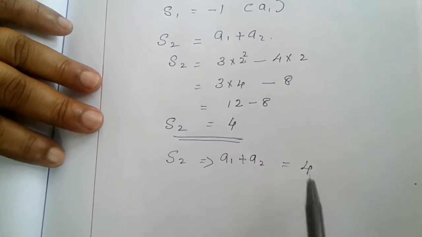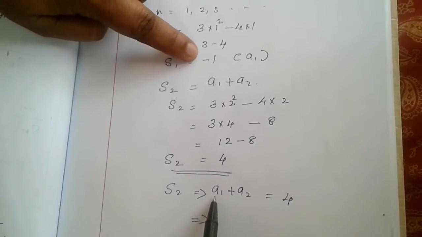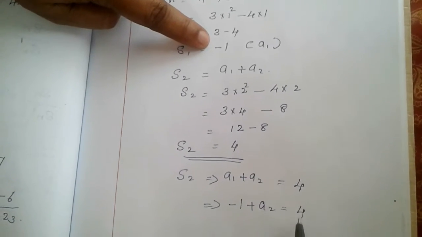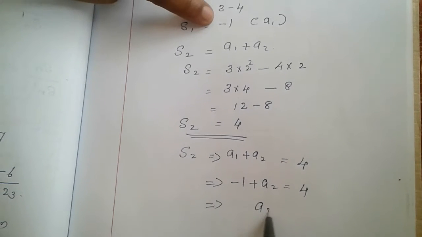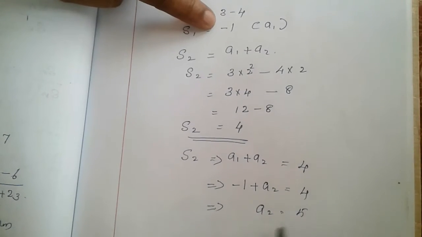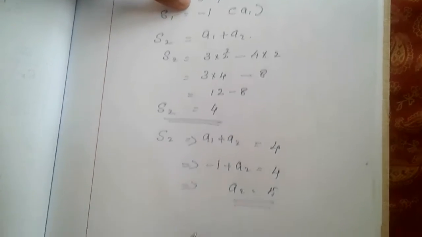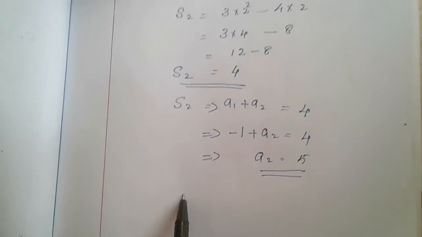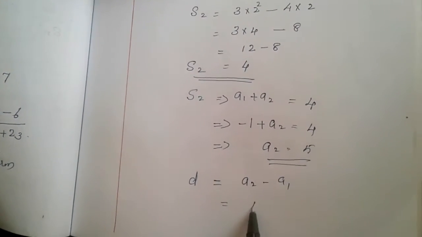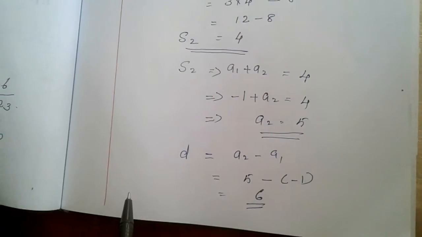That is equal to 4. We know the value of a1, that is minus 1. Therefore, we can substitute the value of a1 here. So, minus 1 plus a2 equal to 4. That is a2 equal to 4, taking minus 1 to the opposite side it changes to plus, so 4 plus 1, 5. So we are getting a2 equal to 5 and a1 equal to minus 1. So we can find the common difference d. d equal to a2 minus a1, that is 5 minus minus 1, that is equal to 6. So d is equal to 6.